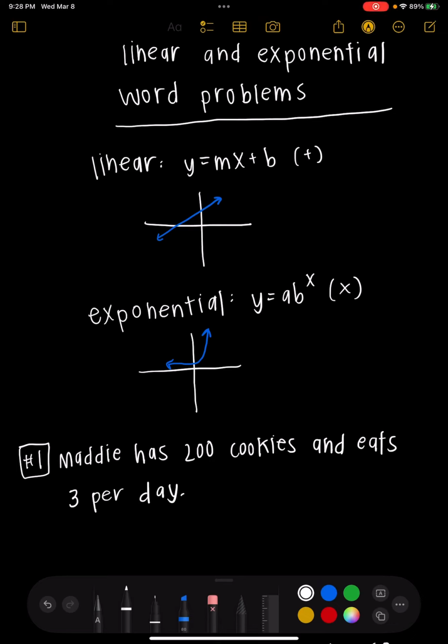Hello again. So now we're going to be talking about linear and exponential word problems. Once again, we're going to just really move through this fast. Linear equations have the form y is equal to mx plus b. You're adding something every time. The graph is a straight line.